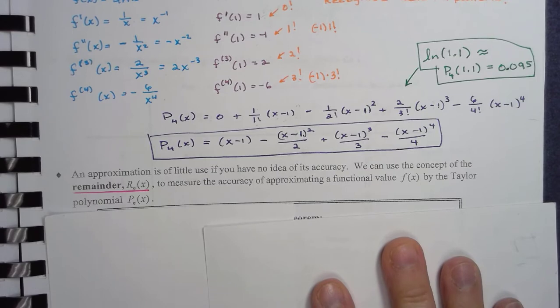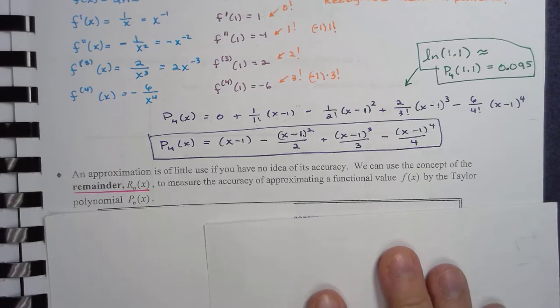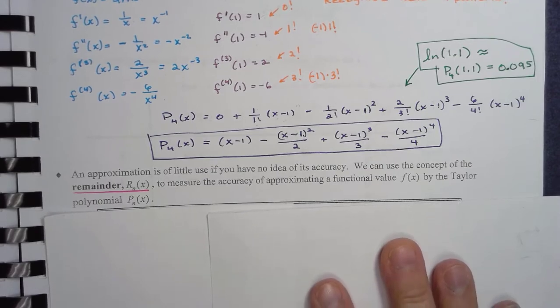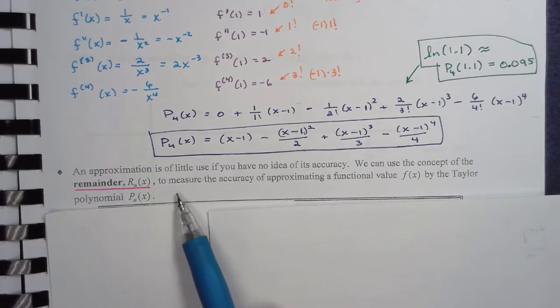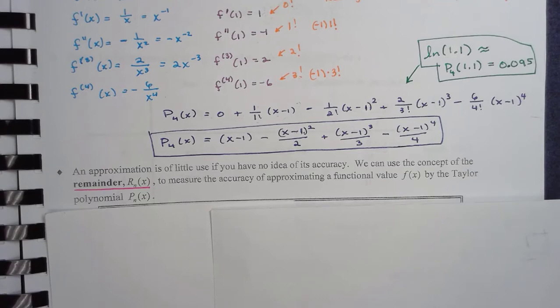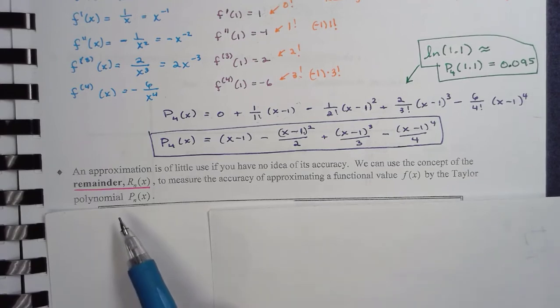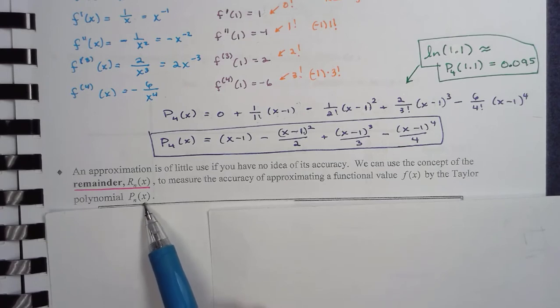Now, an approximation is of little use if you have no idea of its accuracy. We can use the concept of the remainder to measure the accuracy of approximating a functional value f of x by the Taylor polynomial Pn of x.